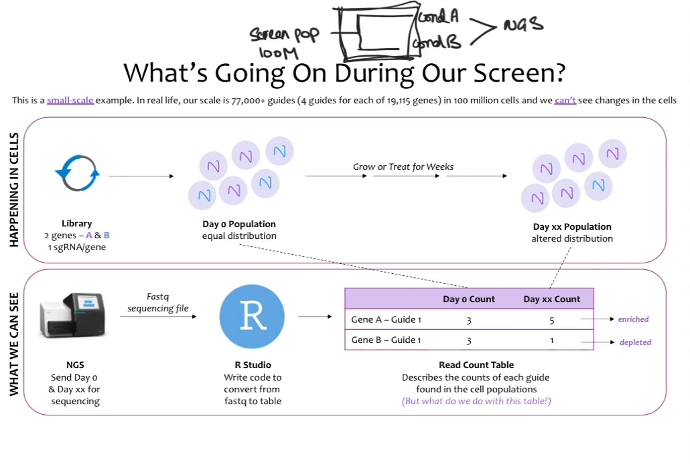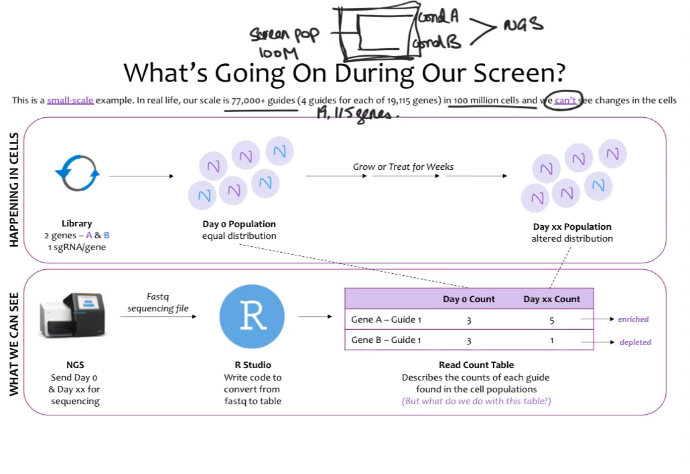So this is this part, the growth part, what's going on in here. So this is a very small scale example. I've sort of brought it down to be just 6 cells, 2 genes, to try to understand what is actually going on. And in real life, of course, our scale is about 77,000 guides, which corresponds to 19,000 genes. And it's in 100 million cells, and we obviously cannot see what is happening. So even though I'm showing you the DNA level changes here, in reality, we just passage the cells, we expose them to a treatment, and we send everything to sequencing. And until we get the sequencing results, we really don't know what happened.